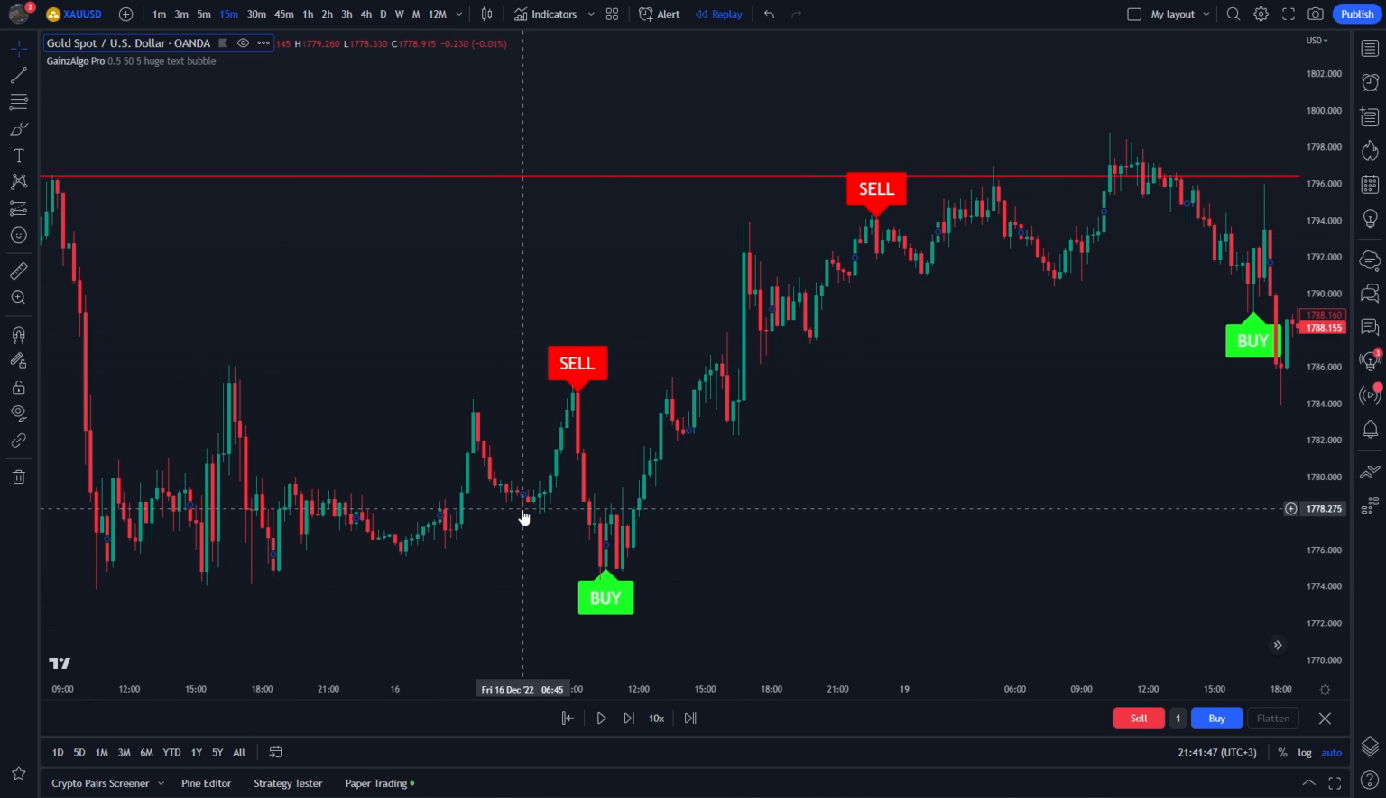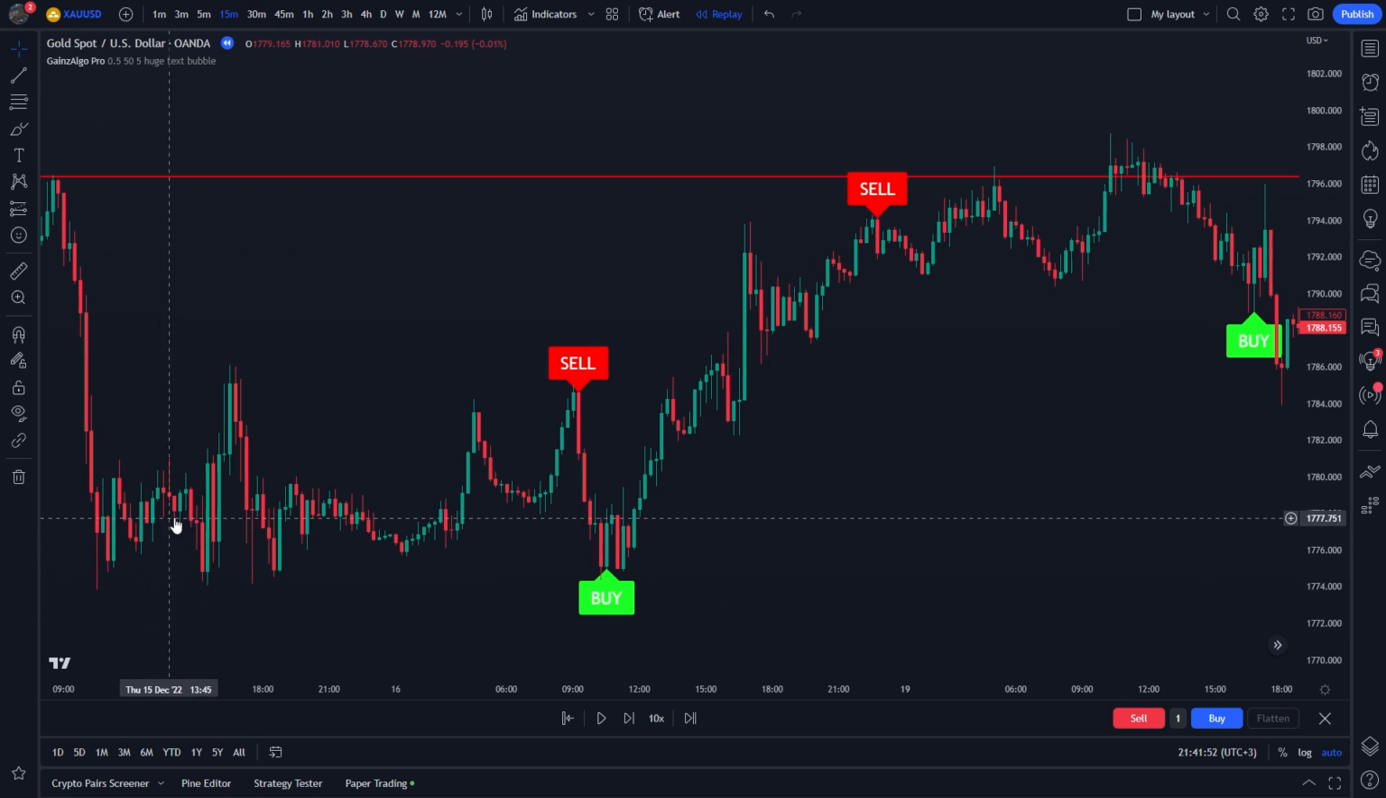Now, there are a few reasons why I would want to put it here. First of all, as you can see, there was a lot of support here, right? The price tried many times to go lower than this level, and it never did, right? It tried once here, and then here, so many times, right? So there's definitely good support here. So that's the first thing.